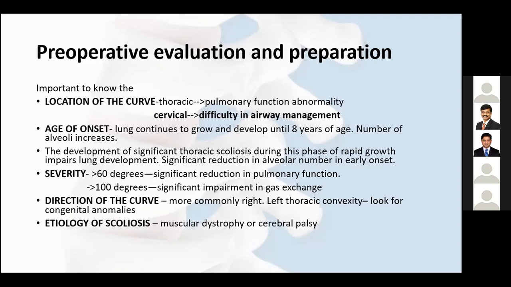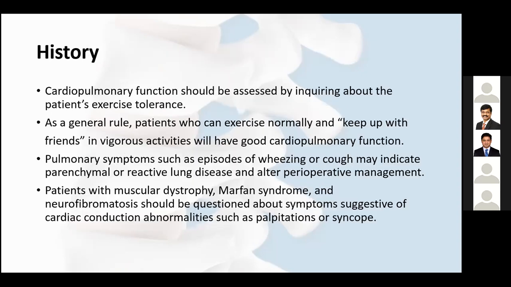Any special history that you have to elicit from the patient, out of the investigations, and how will you prepare the patient? So as I mentioned earlier, when talking about the cardiovascular system, the cardiopulmonary function should be assessed, inquiring about the patient's exercise tolerance mainly. So in general, if the patient is able to keep up with friends in vigorous activity, they will have a good cardiopulmonary function.